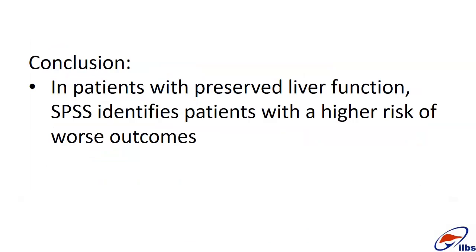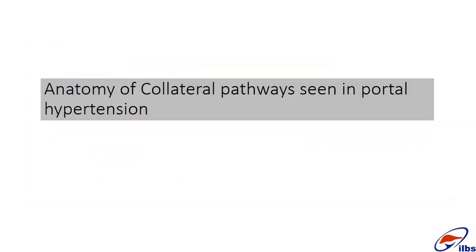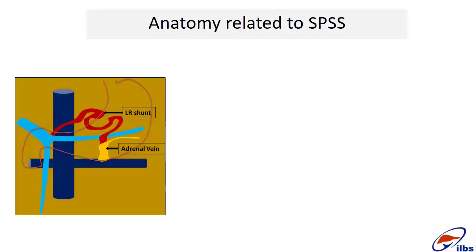So what we conclude is that in patients with preserved liver function, SPSS identifies patients with a higher risk of worse outcomes. So that's most important. SPSS outcome is poor. We need to remember that. With this, I'll set the ball rolling and come to the anatomy of the collateral pathways.